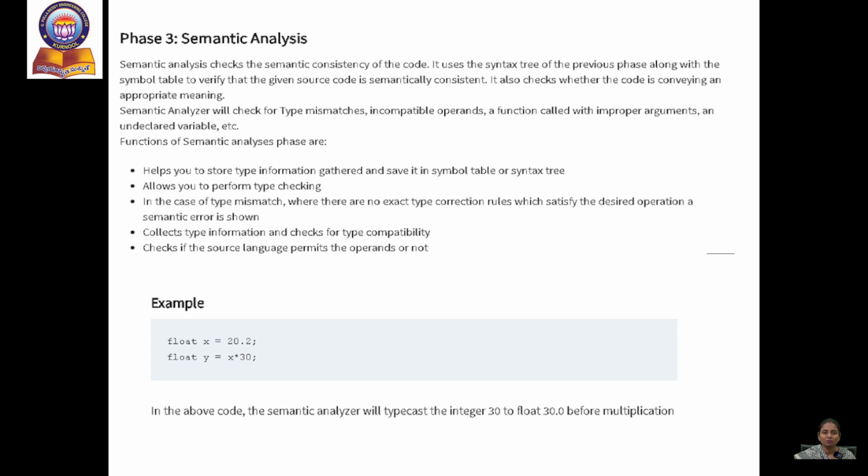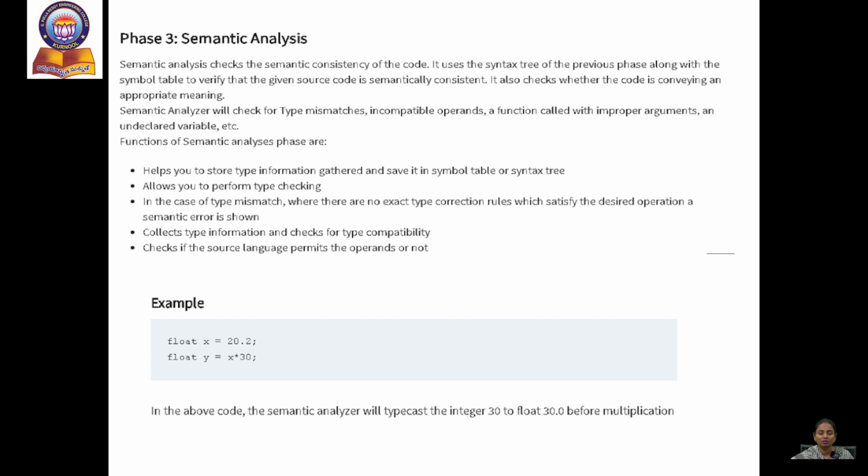So let me see the main functionalities or responsibilities of semantic analysis. It helps to store the type information gathered and save it in the symbol table, which allows it to perform type checking. If it identifies any type mismatches, and no type correction rules satisfy the desired operation, a semantic error is shown.